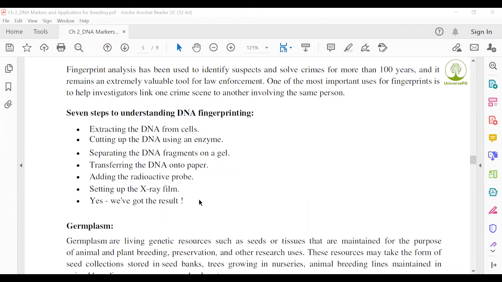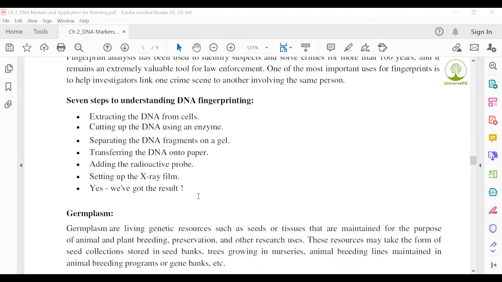Generally, we separate DNA fragments by using different types of gel, agar gel, polyacrylamide gel, and other gels, by the gel electrophoresis process, transferring the DNA onto paper, adding the radioactive probes for hybridization. After hybridization, we set up the X-ray film. If found, yes, we have got the result by the use of the fingerprinting process.